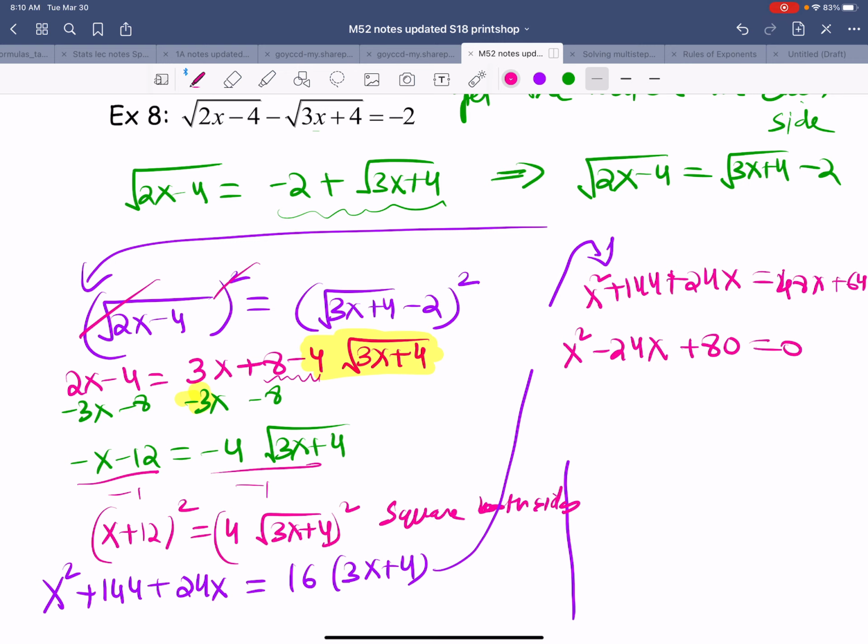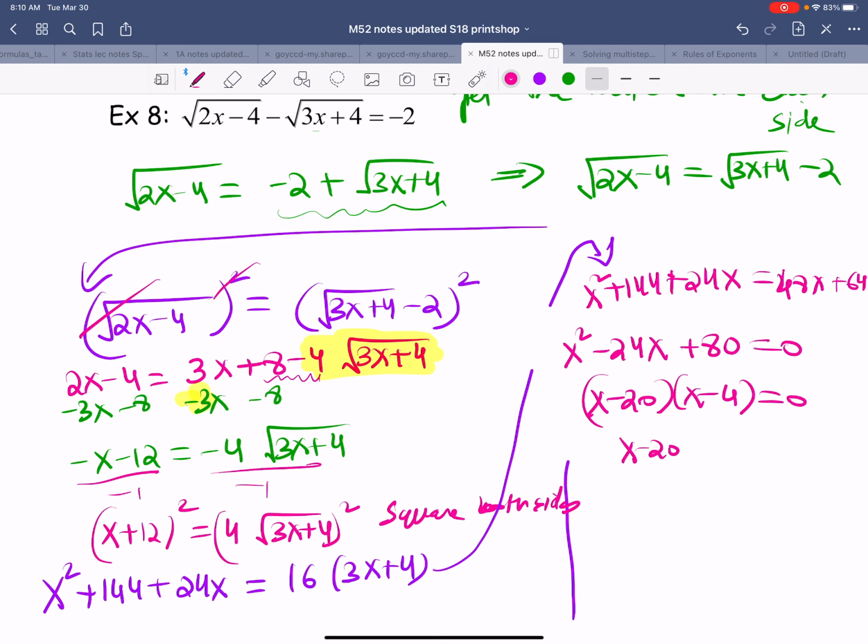Now we're thinking of two numbers. They multiply to give me positive 80, add up to give me negative 24. Well, pretty easily it comes to my mind that 20 times 4 is 80, and negative 20 and negative 4 would add up to negative 24. So my numbers are negative 20 and negative 4, okay?